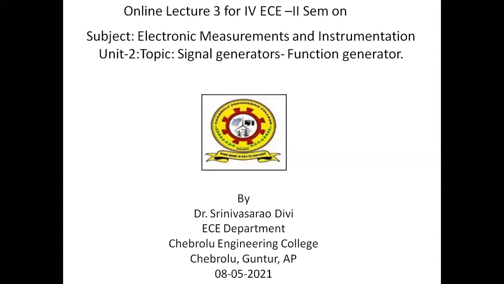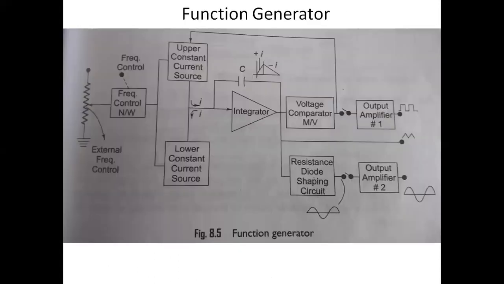Function generator. So the function generator will generate all the four output forms. Generally we can generate the sine wave, square wave, triangular wave, and sawtooth waveform. So with this function generator, we can generate four types of waveforms: sine wave, square wave, triangular, and sawtooth waveforms.